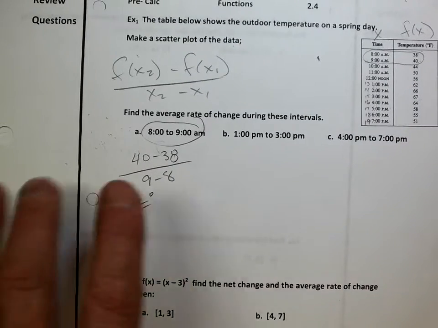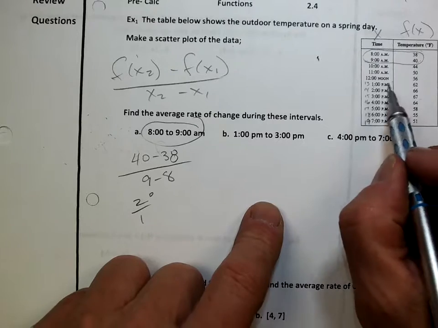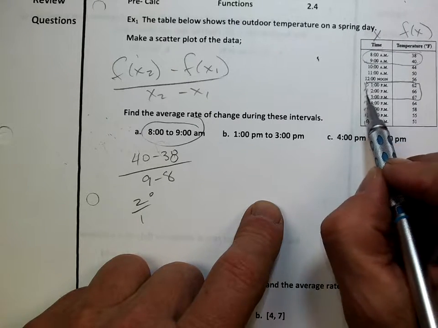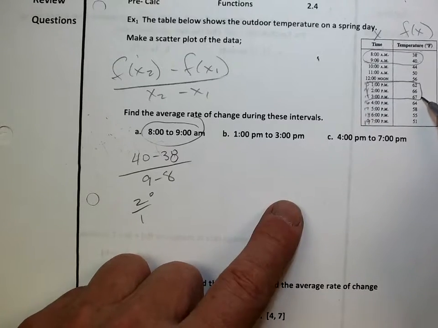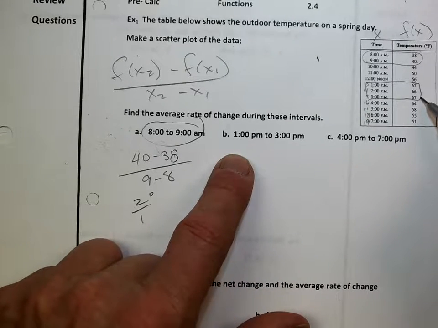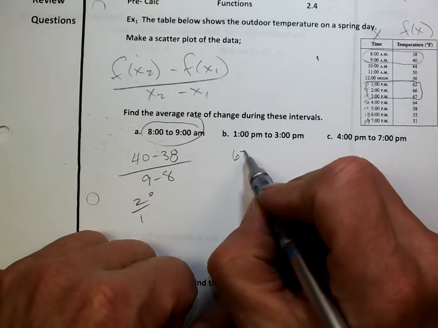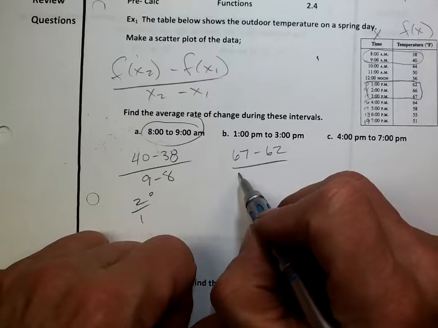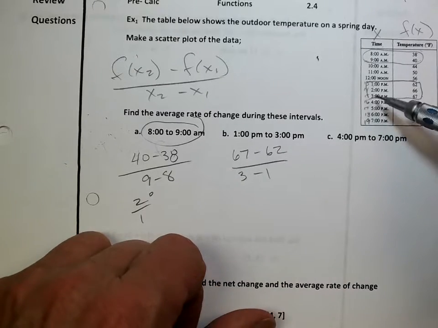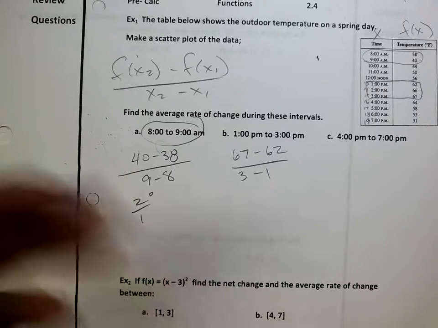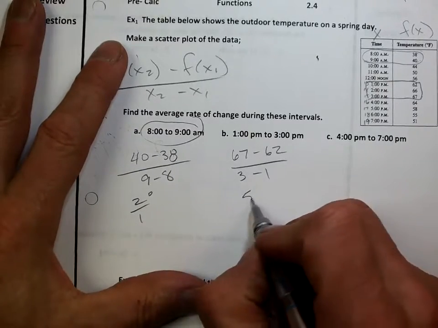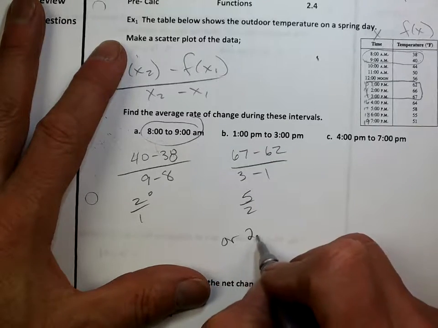Okay, from 1 to 3, let's see. 1 to 3 is 1, 2, 3. All right. So we're going to do the same thing. We'll take our 67 minus our 62, right? 67 minus 62 over my 3 minus 1, or even our 15 minus our 13, same thing. It's just a 2-hour interval, that's all. So I get 5 over 2, which is about 2.5 degrees.